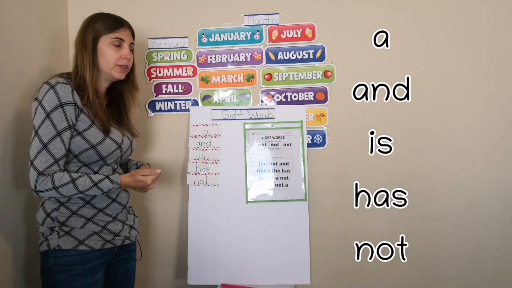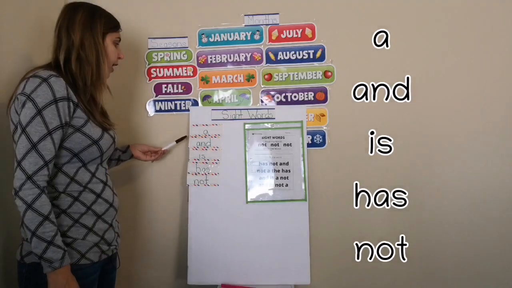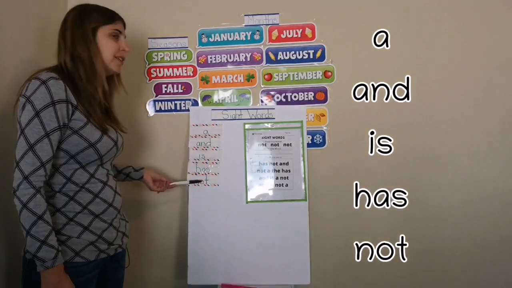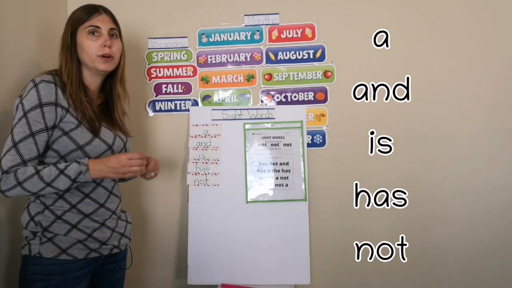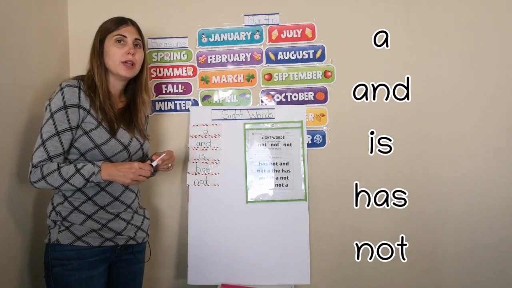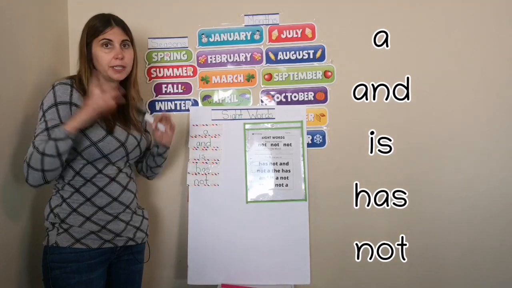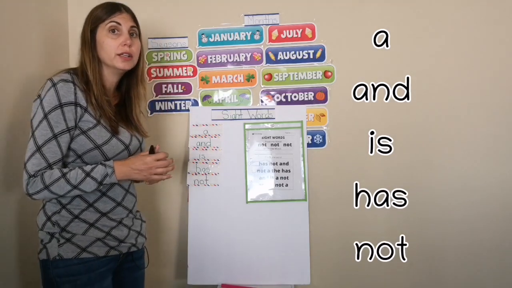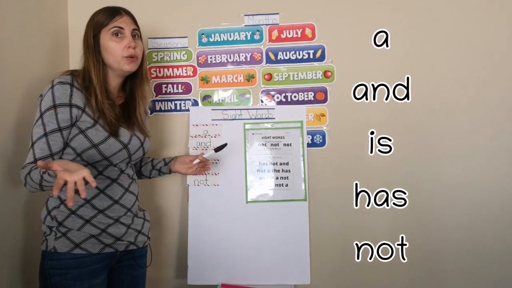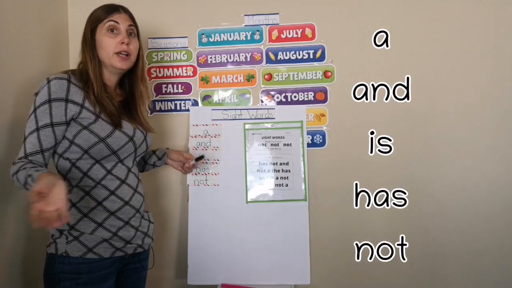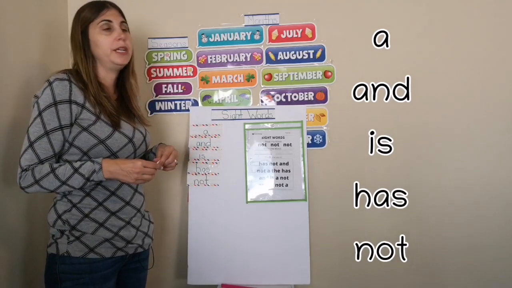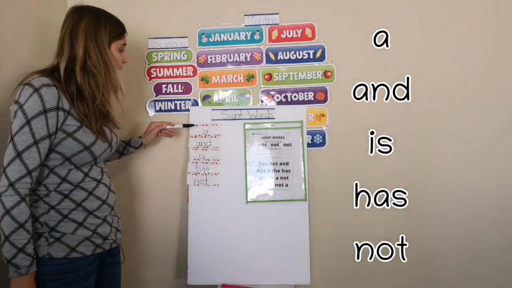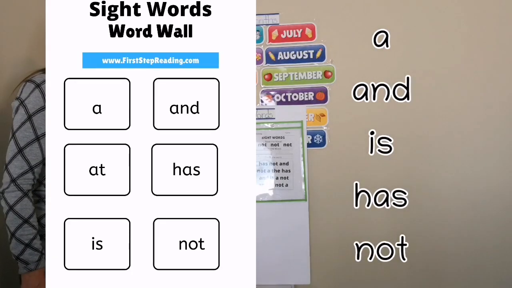So far we've learned the sight words a, and, is, and has. And today we're adding not. Sight words are words you memorize. I'm not going to ask you to memorize every word, but sight words are the words that you're going to see a lot when you're reading. So if you know them, you'll be able to read faster and you'll be able to understand what you're reading better. So please memorize a, and, is, has, and not.